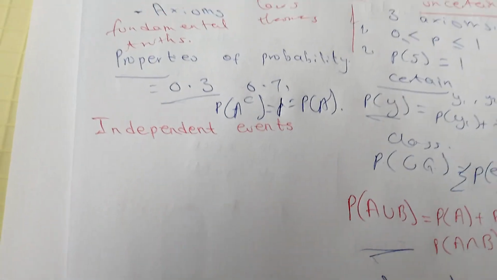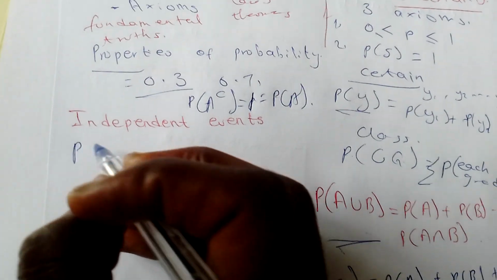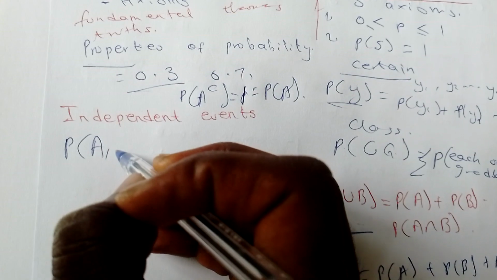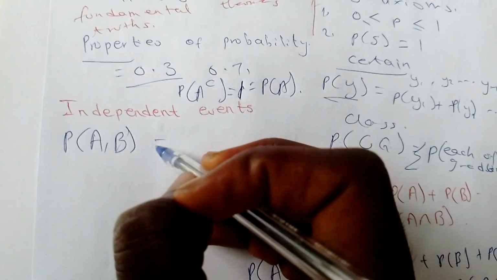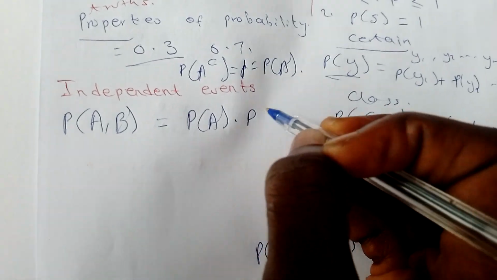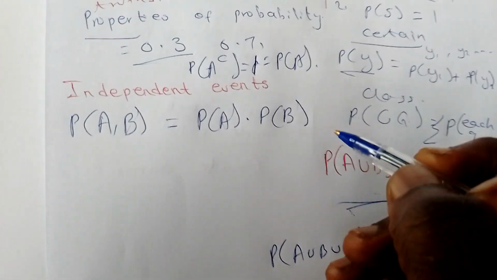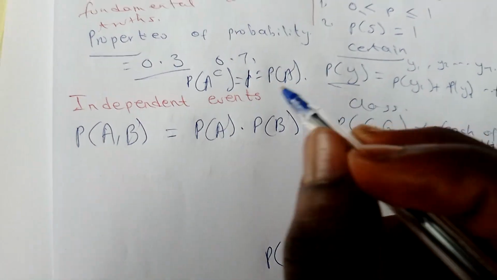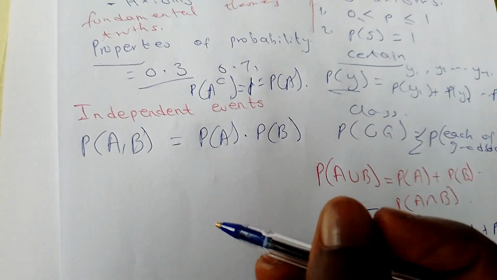So we can pick an example. Let me just put the general formula. The probability of independent events, where A and B are independent, is their product. Okay, so we can pick practical examples to talk about.